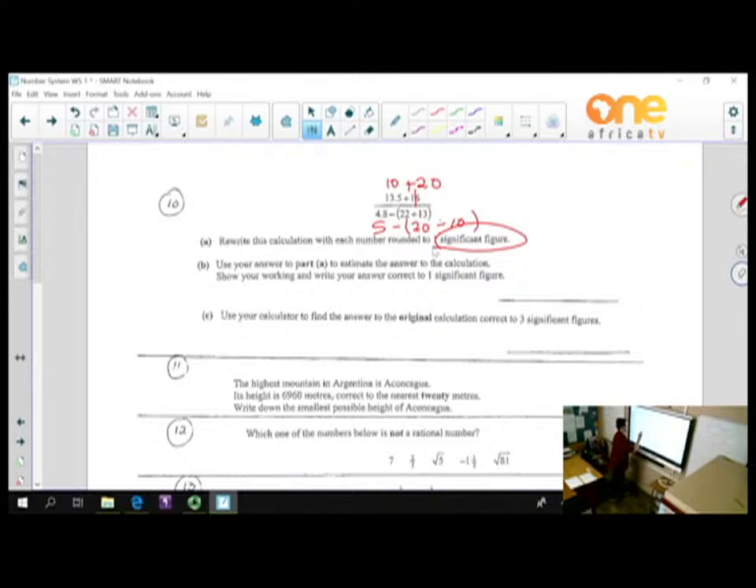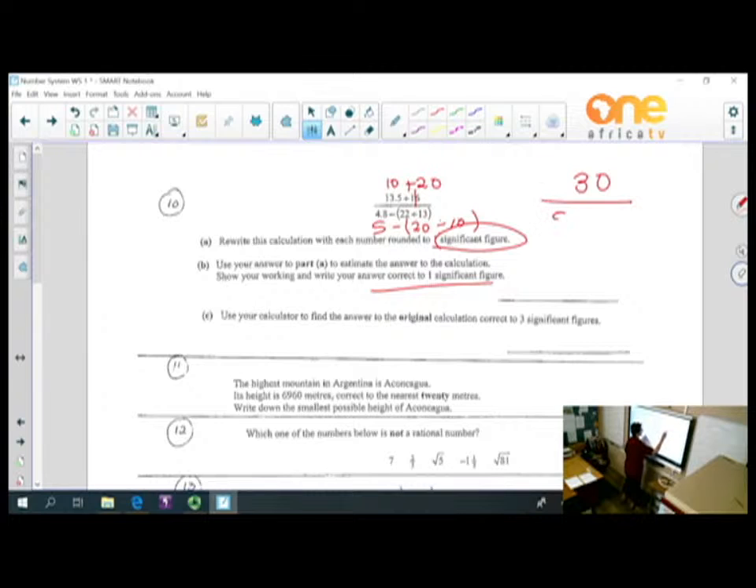So that's rounding it to one significant figure. Now they say use your answers. Don't do it on the calculator here. Use this to get your answer to one significant figure. So it's 10 plus 30, divide by 5 minus 2 that we're going to do there. I have it that it's 30 over 5 minus 2. You see, 20 divided by 10 is 2. So 30 divided by 3, and that will give us an estimated answer of 10.